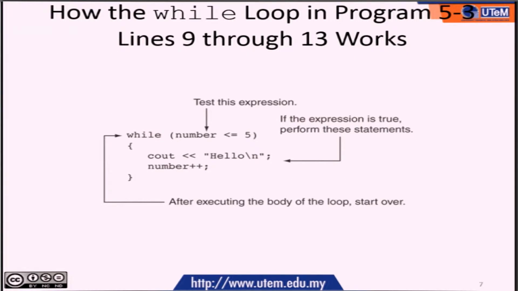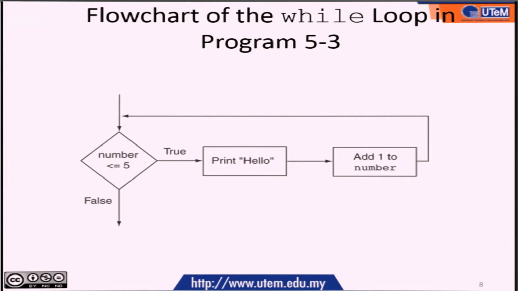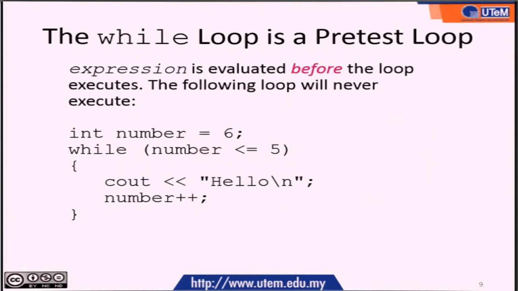Let's review the while loop in the program. The program will check the variable number whether it is less than or equal to 5 or not. If it is less than or equal to 5, which is true, the word hello will be printed out, then the variable number is increased by 1. Since a while loop is a pre-test loop, if the expression is not true, the statement inside the while loop block will not be executed.